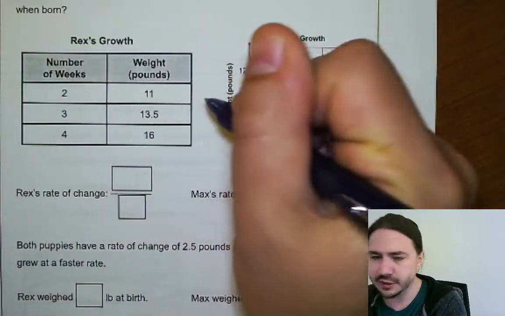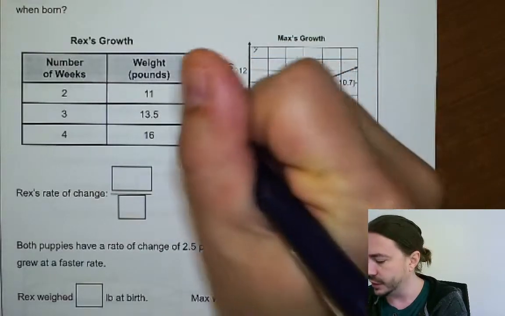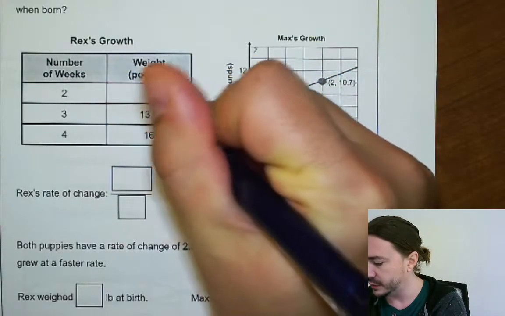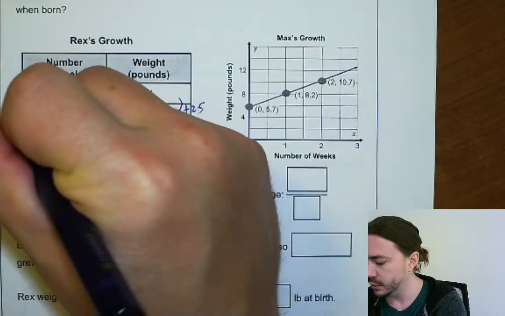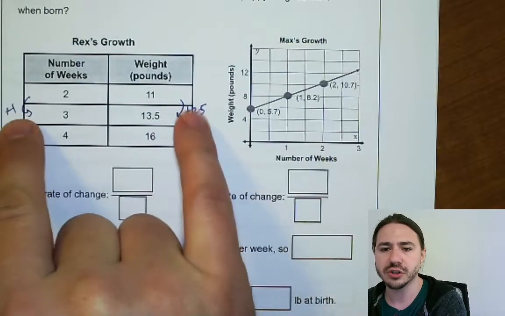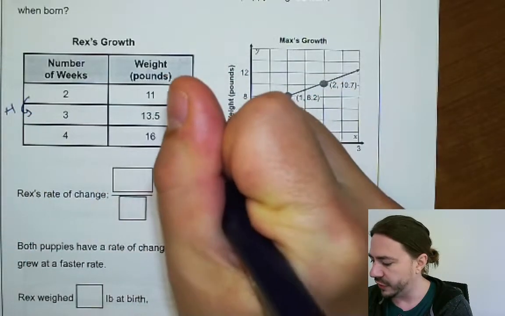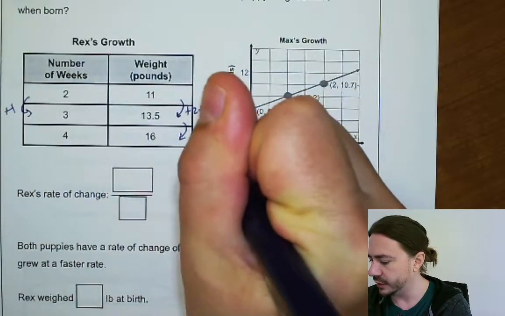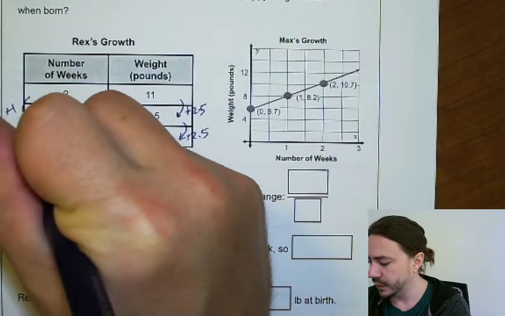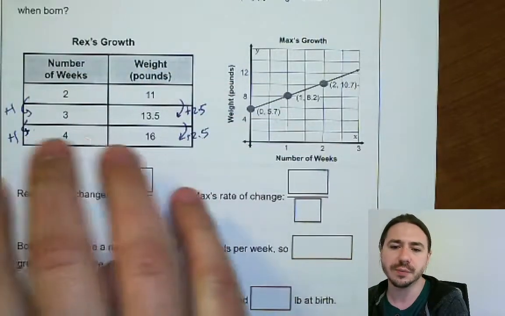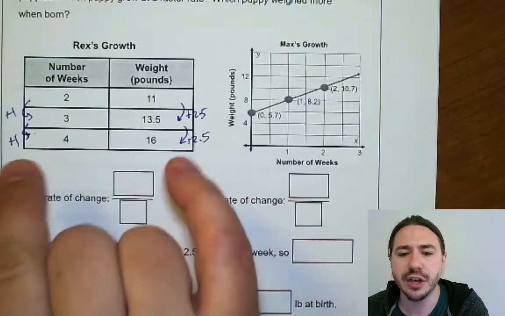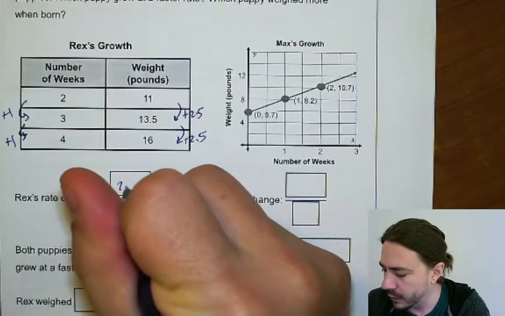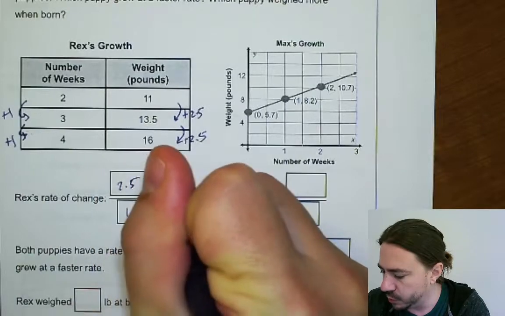Rex's rate of change, let's make sure it's linear. Okay, so this is plus 2.5 and this is plus 1. So the first rate of change is 2.5, and then the second rate of change, it looks like it is going to be linear here. I kind of assumed that it was just because of the context of the problem, but it's good to double check here. So the rate of change here is 2.5 over 1, which equals 2.5.